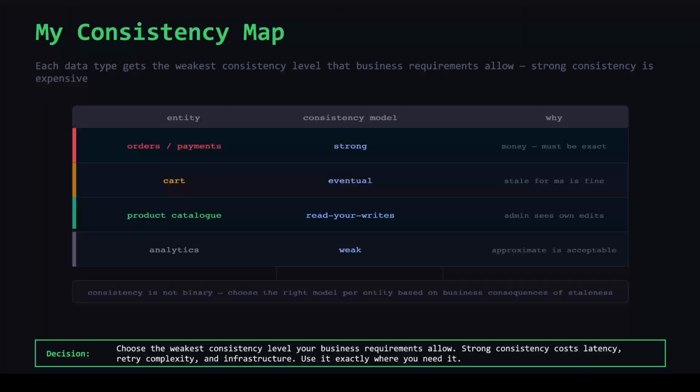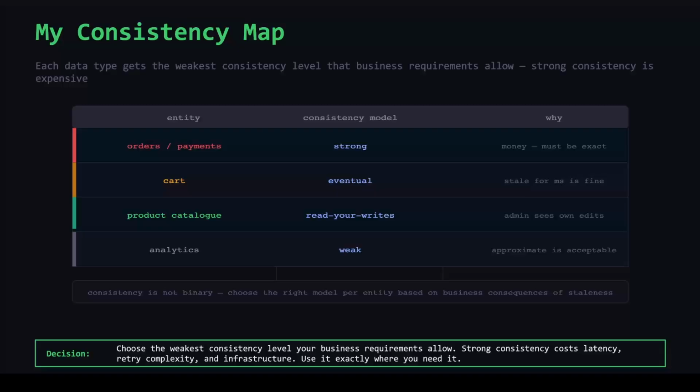My consistency map. Here's where theory meets the actual platform. Orders and payments: serializable with retry, or SELECT FOR UPDATE. Two concurrent webhooks cannot both transition the same order. The database guarantees this. Coupon usage: SELECT FOR UPDATE. My increment-coupon-usage-if-valid function locks the coupon row. First checkout locks, checks, increments, commits. Second blocks, reads 100, fails correctly.